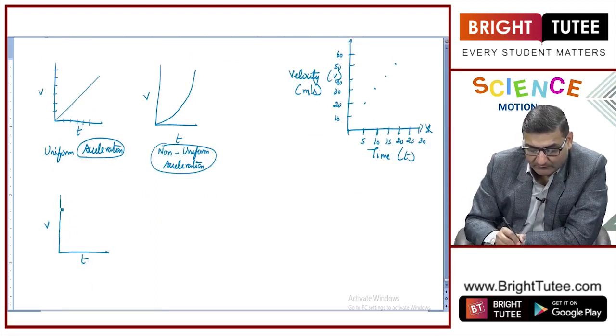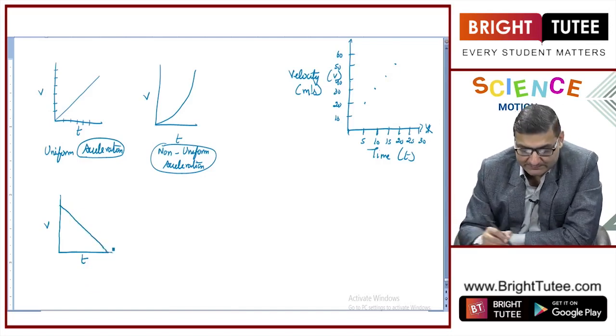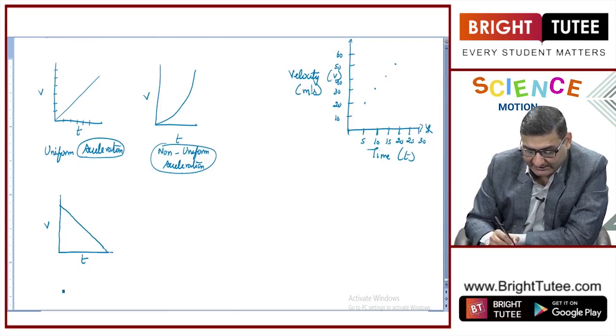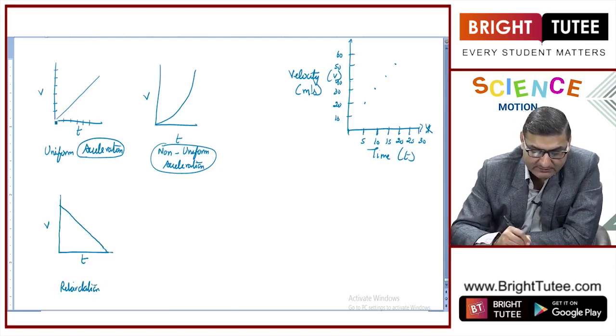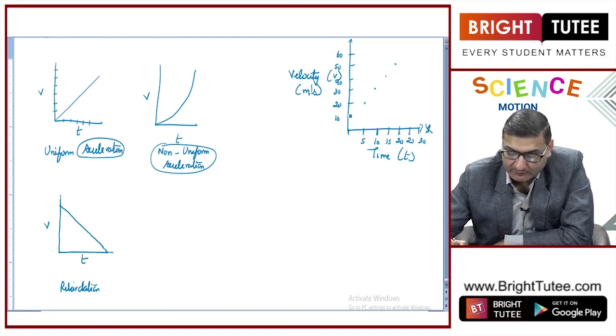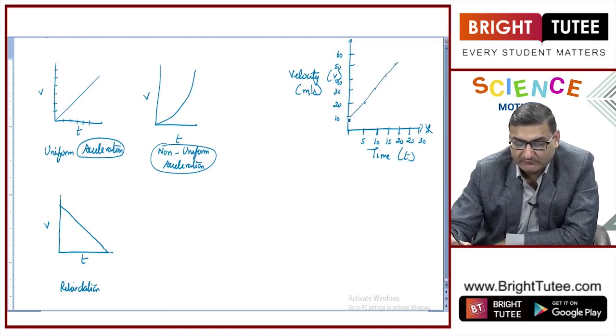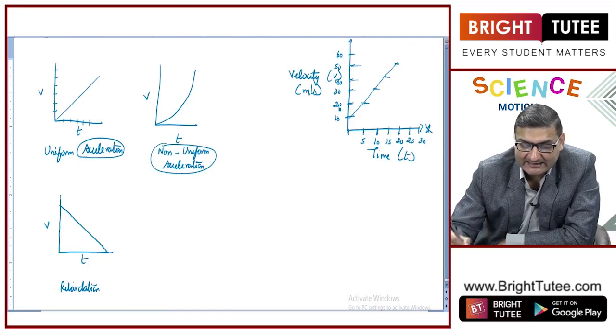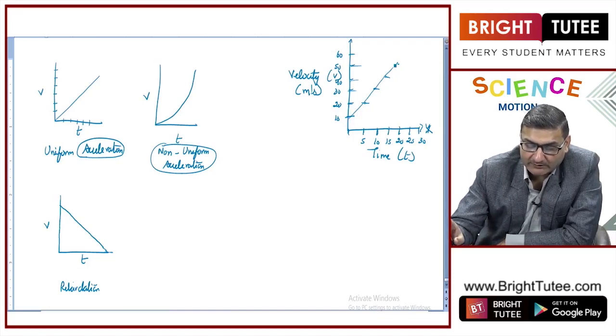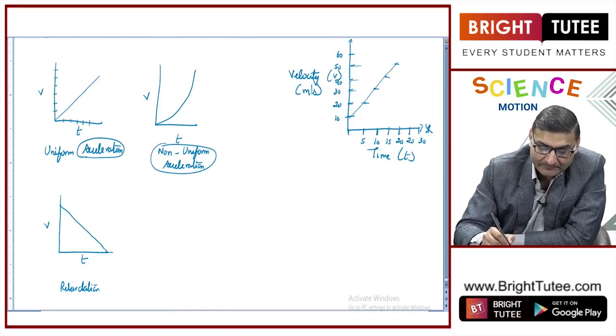Quite importantly, if the same VT graph we make and now we get a straight line coming downwards, this line coming downwards indicates retardation. How? Let us try to relate. Initially, we saw that this was a straight line going up. The velocity was increasing from 10, then to 20, then to 30, then to 40, and then to 50. So, that means the velocity is increasing with time, which shows that the body is accelerating, right.